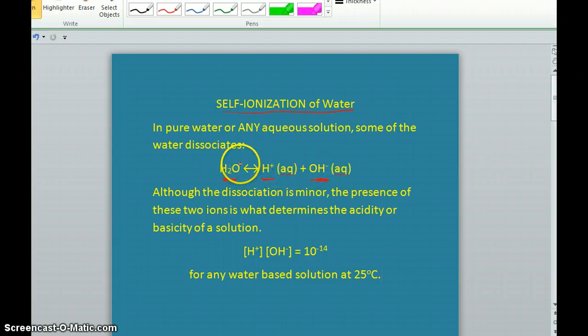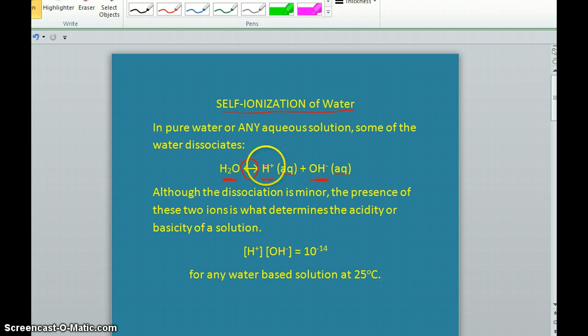Of course, it's very limited, and not all the water molecules in a glass of water are in their ionic form. As a matter of fact, the overwhelming majority remain as water molecules. But there is nevertheless a small amount of proton and a small amount of hydroxide in a glass of pure water. Same is true in any aqueous solution where water is present.